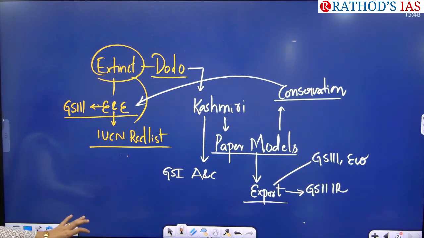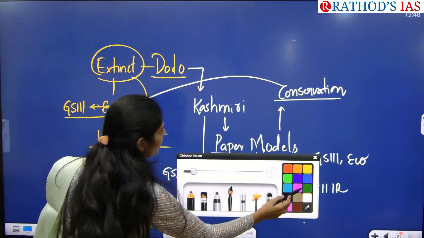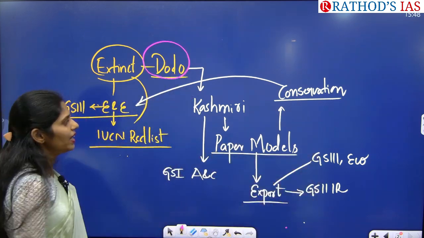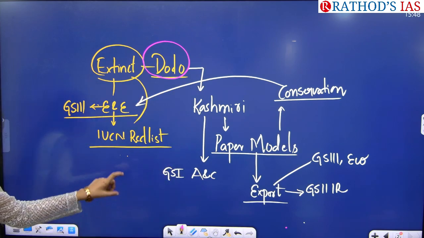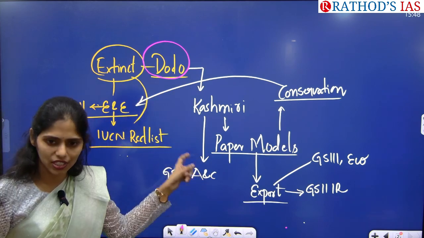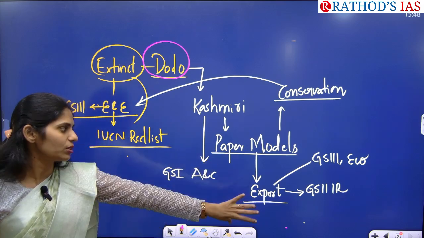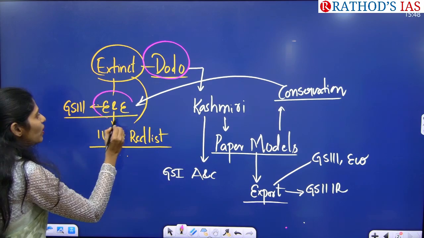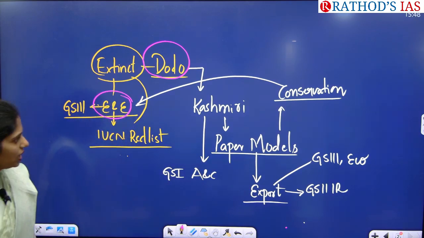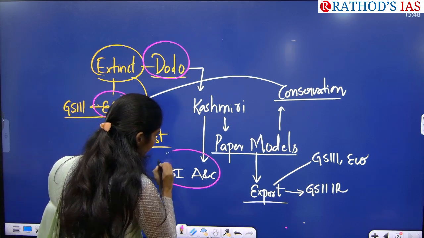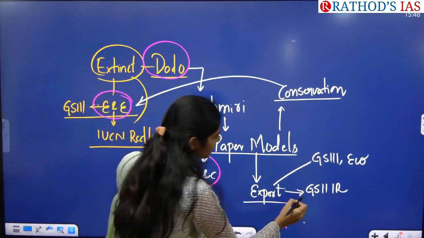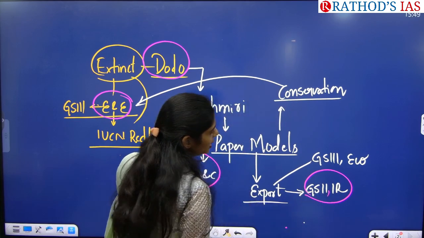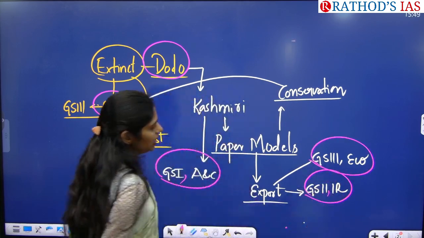So what you can understand here is, this animal had already been extinct, but now Kashmiri people are making the paper models of this bird and they are exporting to other countries, so that we can connect this article with environment and ecology from GS paper 3, and we can say from GS paper 1 art and culture, as well as GS paper 2 IR, and as well as GS paper 3 economy.